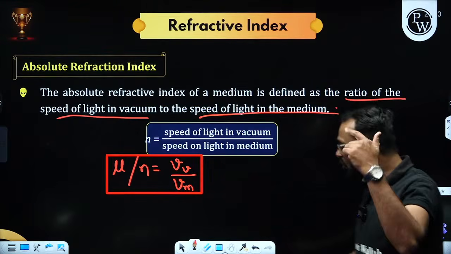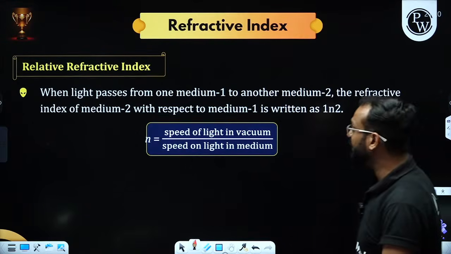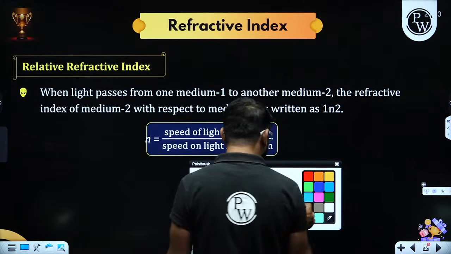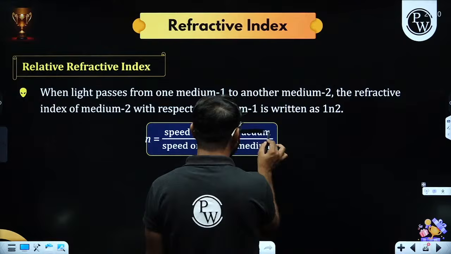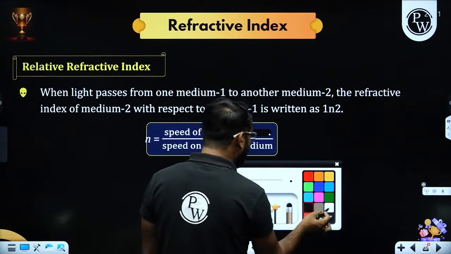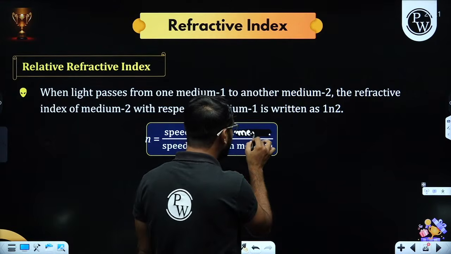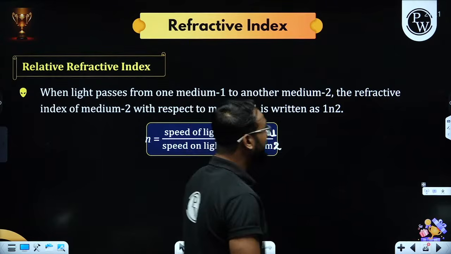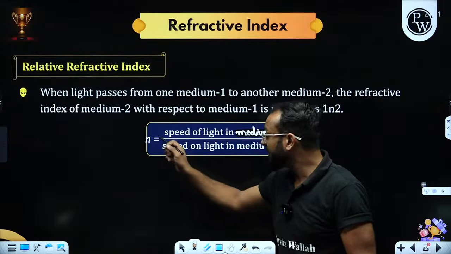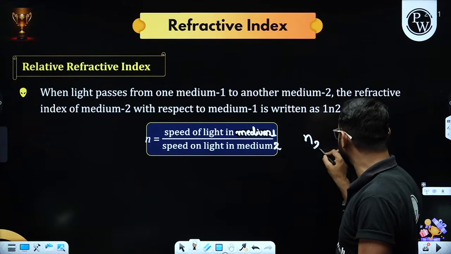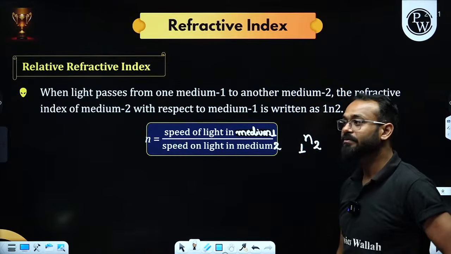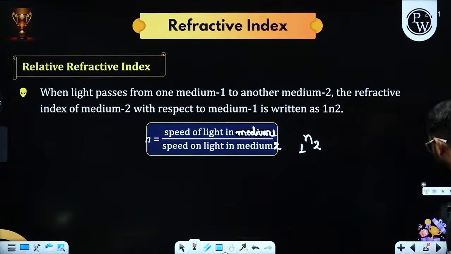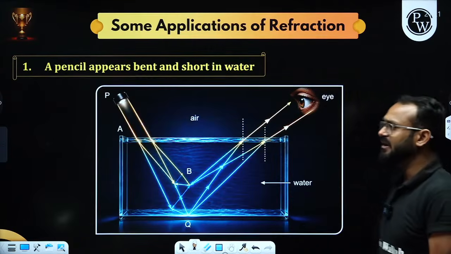What else? What is relative refractive index? When light is not in vacuum but passes between two media, there will be some medium 1 and medium 2. In that case, the refractive index will be written as the refractive index of 2 with respect to 1. That is called the relative refractive index.